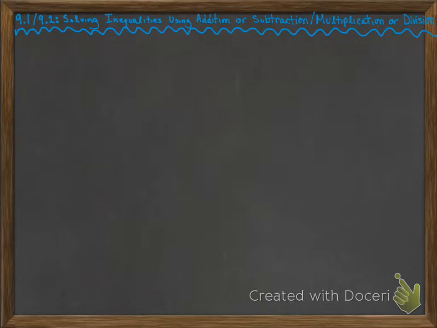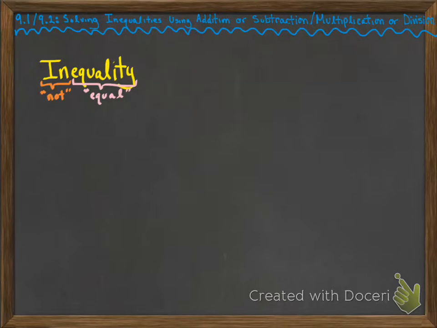So to backtrack a little, what is an inequality? Well, if you break down the word, let's break down equality, equal. So it has something to do with things being equal or not. In is a prefix that means not. So an inequality is a mathematical sentence that does not use an equal sign.